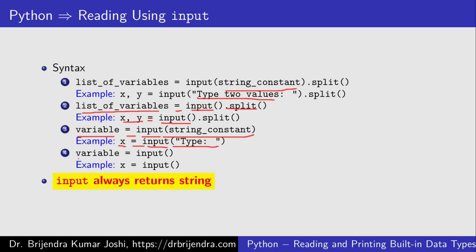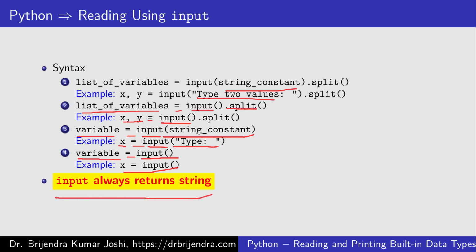And the fourth one is variable, assignment operator, and input. So here it will wait for you to type in, but it will not print anything before you type any value for the variable x. This is the example.